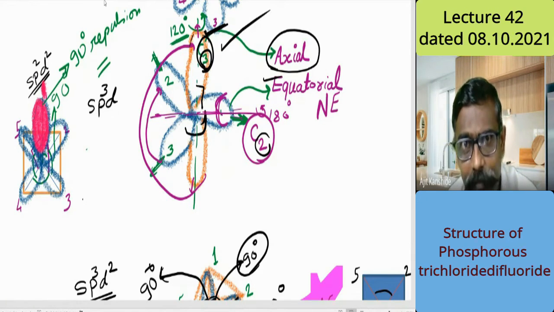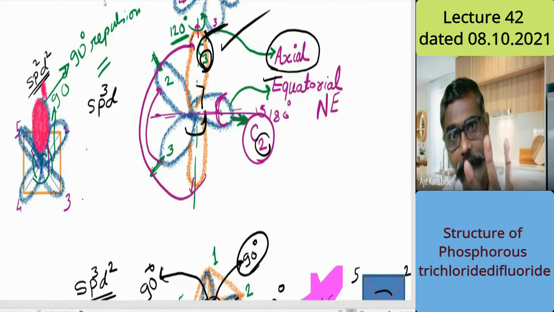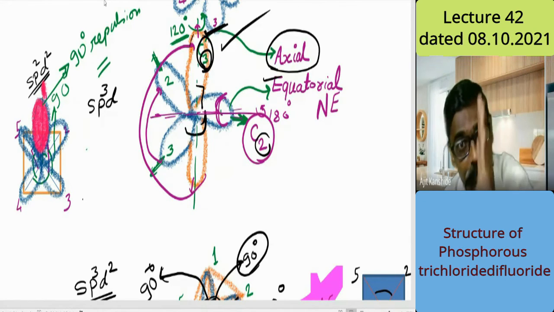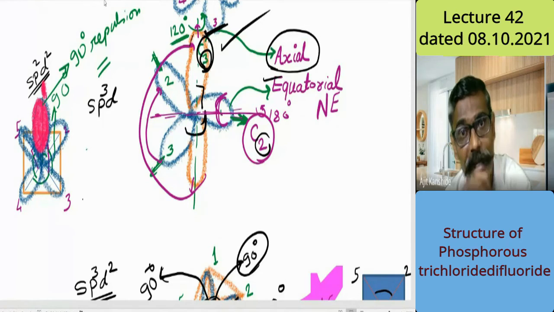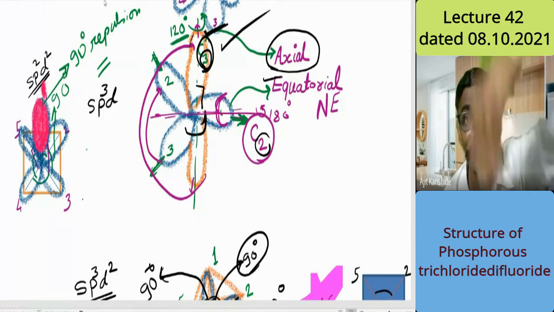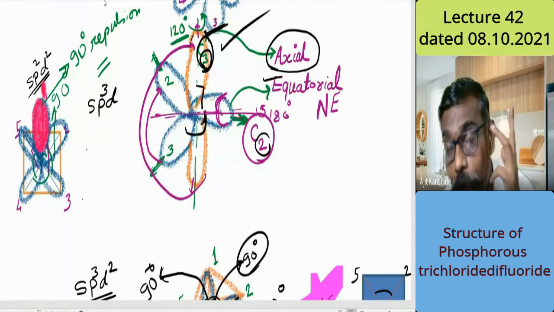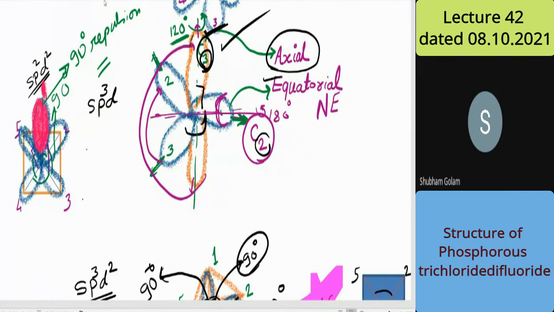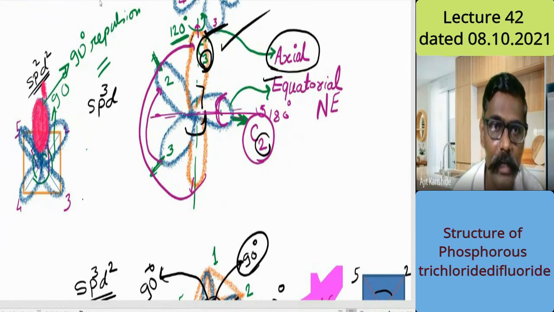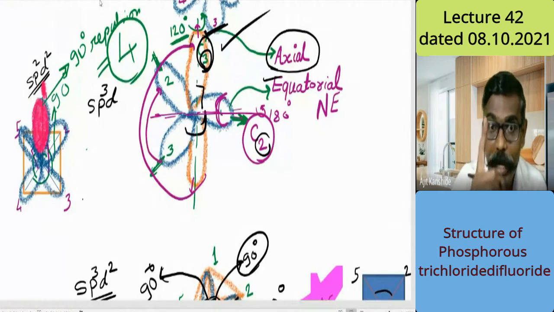Are you imagining? It is like a 4-blade fan and one shaft, one rod, which is hanging from the roof. My question is, that rod makes how many 90 degree angles? Those many bond pair repulsions will be there. 4. Right. How many 90 repulsions are there? 4. Keep this number in mind. Okay.